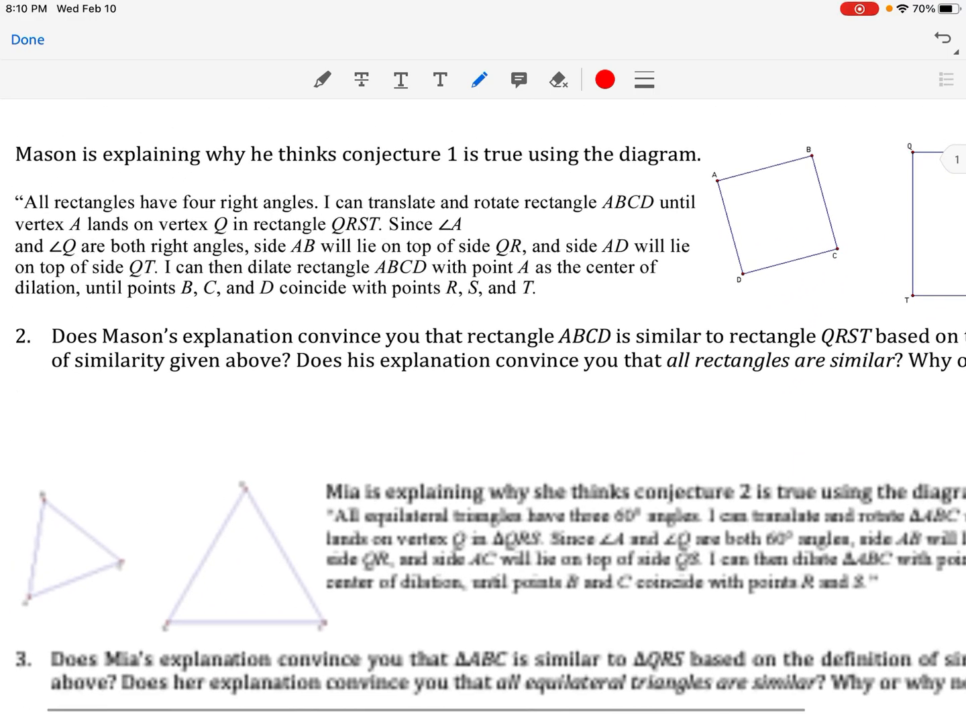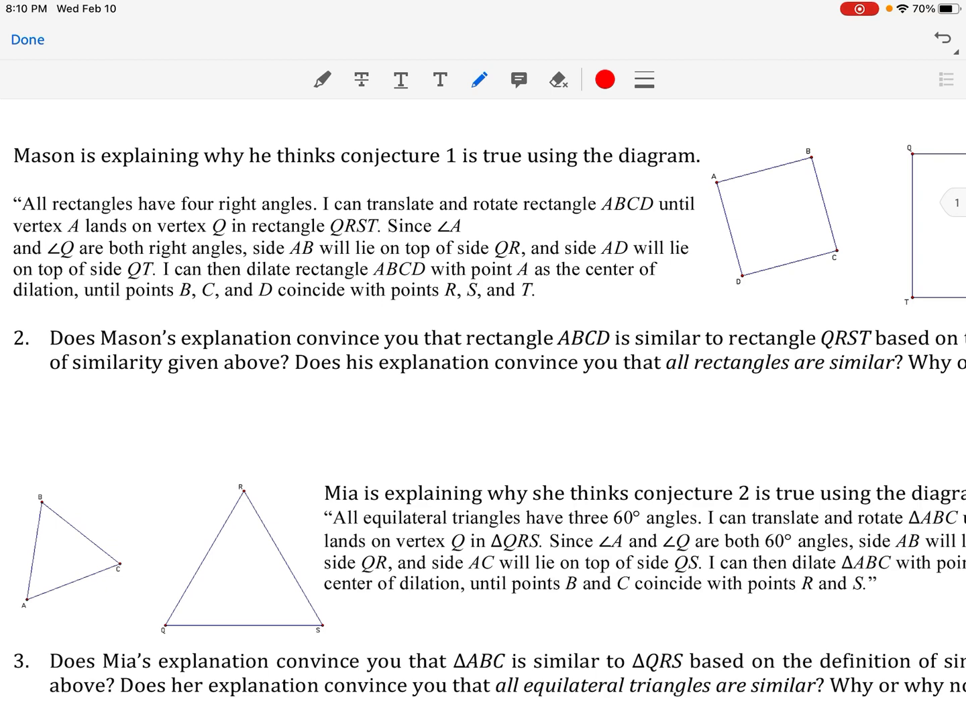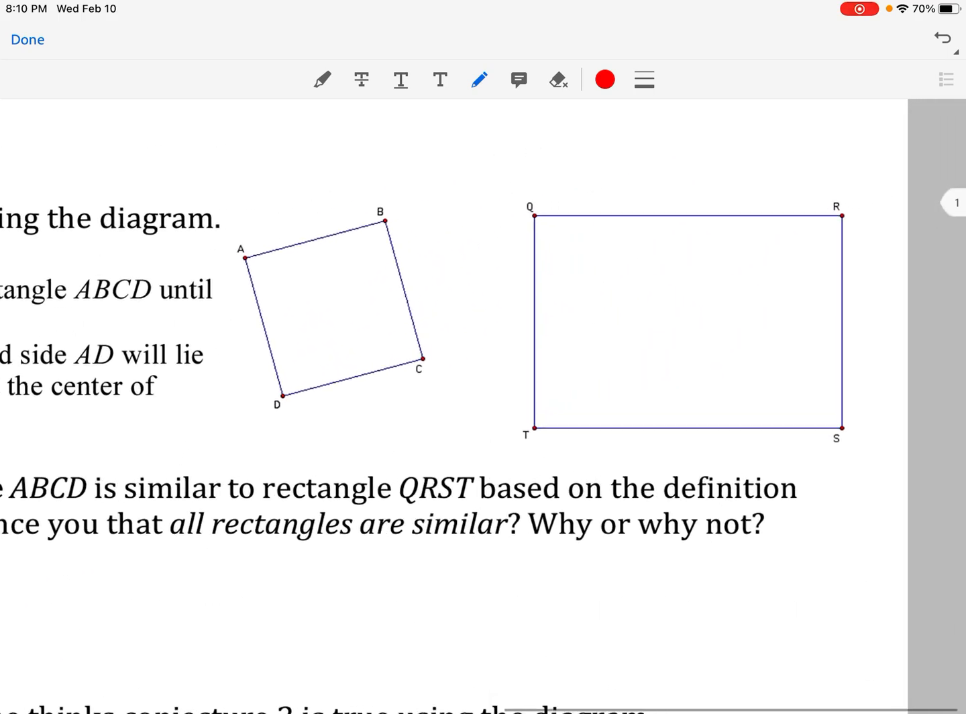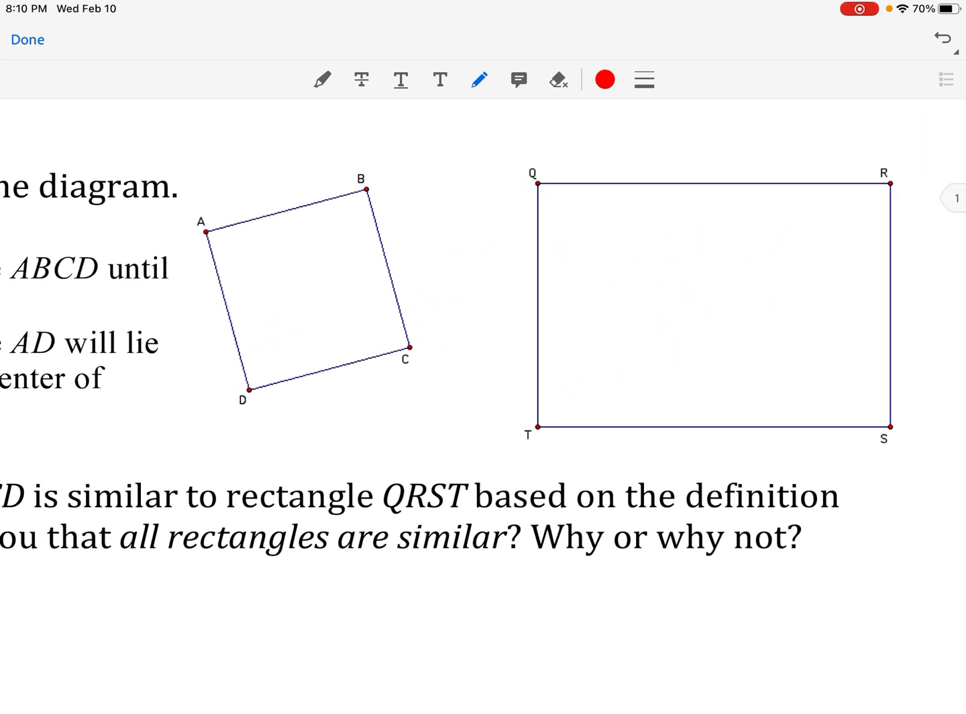So Mason is going to be first, talking about number 1, which is the rectangles. All rectangles are similar. His idea is that if we take this rectangle on the left and place it on top of this rectangle on the right, we line up the corners. So we're going to line up corner A with corner Q. And then he said if we take that corner, we can stretch it all the way out until we get to S. And then that means that they'd be similar.